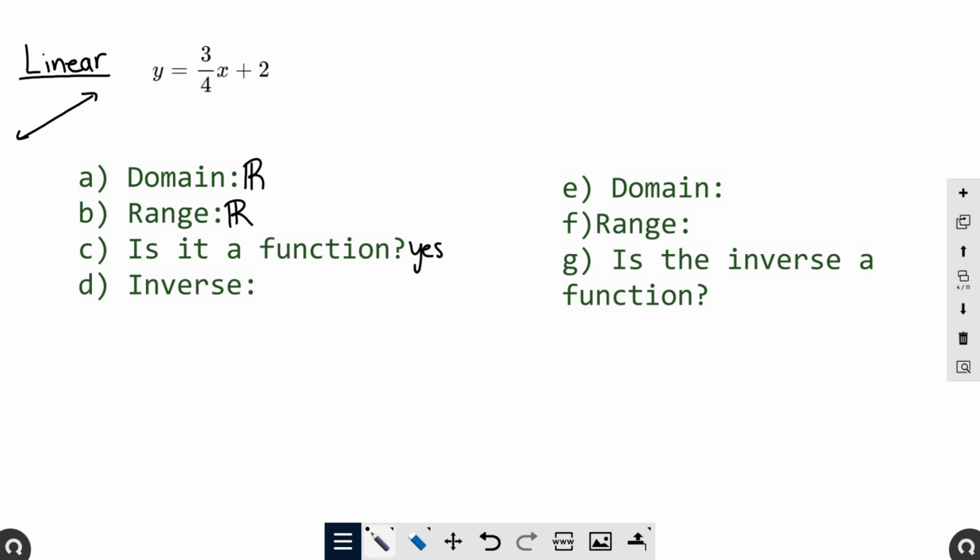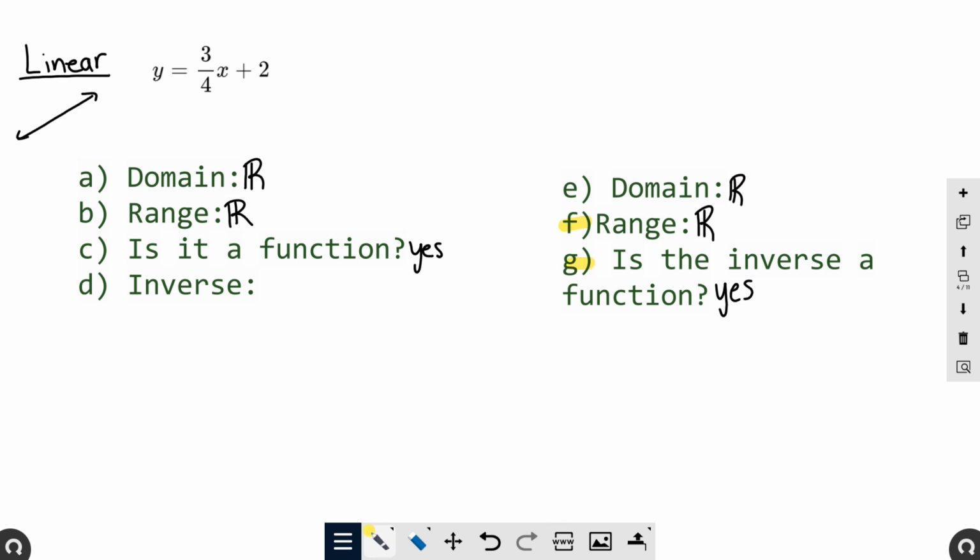Now, before we move on to part D, we can actually answer parts E, F, and G. If we have a linear function, think about the last bullet there in the top left. It says graphs reflect across the line y equals x. Well, if you take a line and you reflect a line, it's still a line. What is the domain and range of that line? All real numbers. Is it a function? Yes.